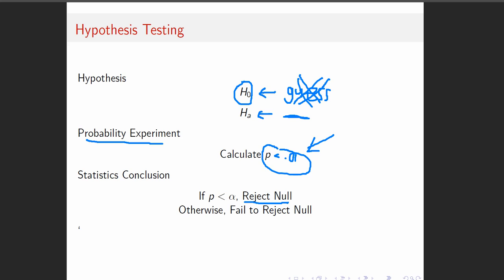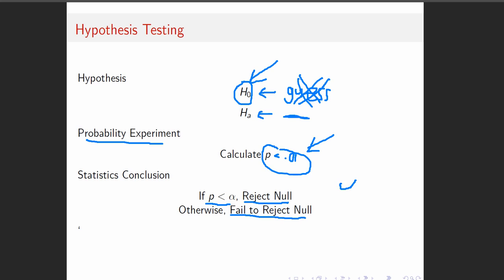We have a hypothesis. The null hypothesis tells us the probability experiment that we're going to run. We run the probability experiment, and the key thing that happens is we calculate a p-value, the probability that the null is true. Then, based on p, we either reject the null or fail to reject the null. So there are two statistical conclusions, and we base that all upon whether or not p is less than alpha.